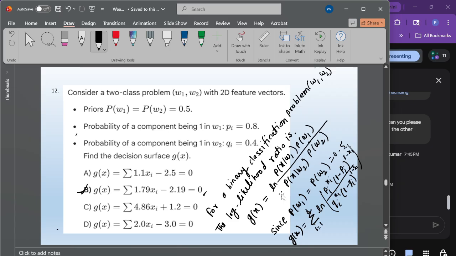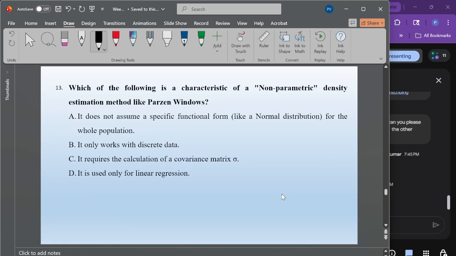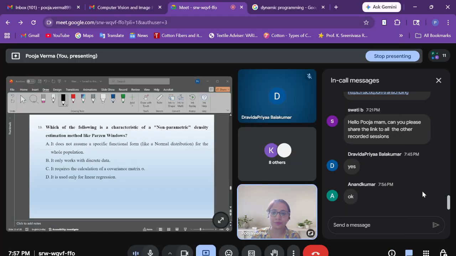Now quickly moving to our next question. Which of the following is the characteristic of the non-parametric density estimation method like Parzen window? Option A, it does not assume a specific functional form like a normal distribution for the whole population. Option B, it only works with discrete data. Option C, it requires the calculation of the covariance matrix sigma. Or option D, it is used only for linear regression. Any answers?